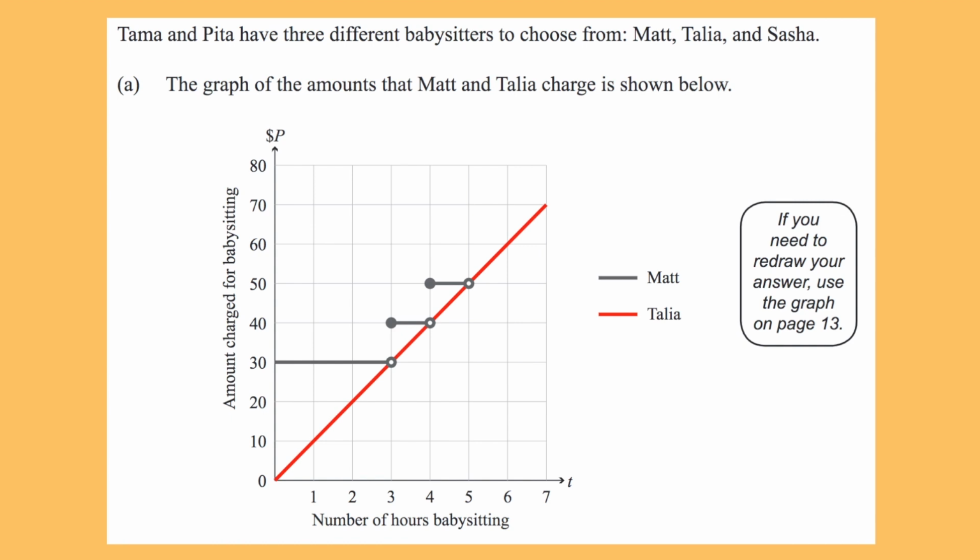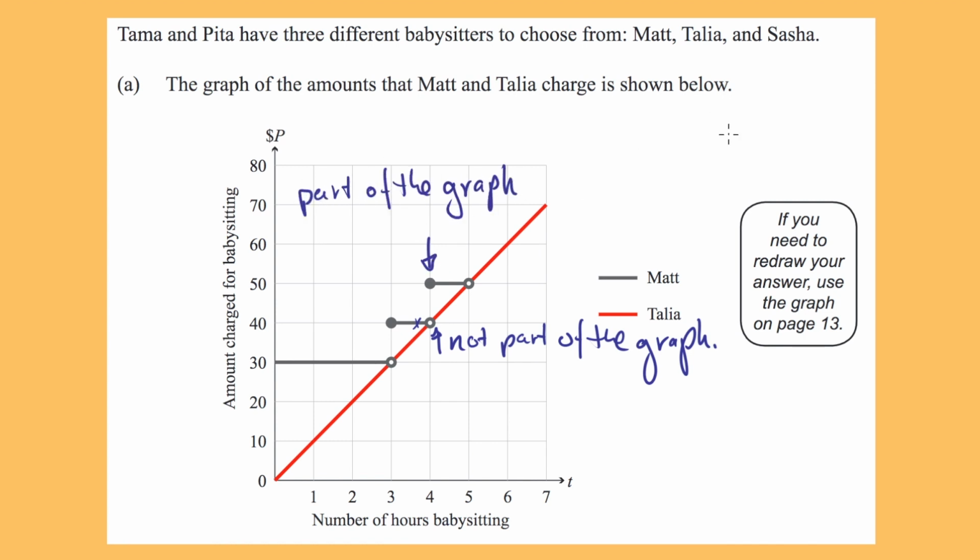Consider, for example, how much Matt would charge for around 4 hours of babysitting. He would charge $40 for just less than 4 hours, but as the circle in this piece of the graph is hollow, we need to look at the solid circle above to find out that he charges $50 from exactly 4 hours on. You will come across these hollow and solid circles when the variable is continuous and different points are connected with a line. This notation is used when the graph has steps or jumps in it.